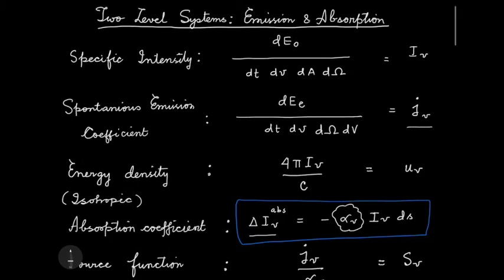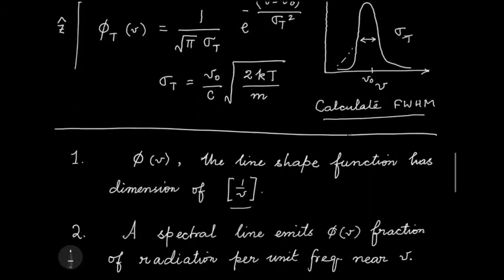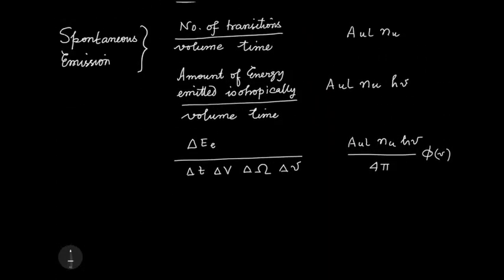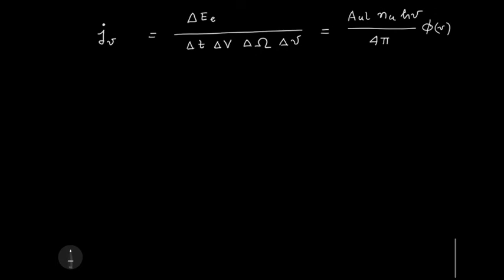Amount of energy emitted per unit time, per unit frequency range, per unit volume, per unit solid angle is nothing but the spontaneous emission coefficient. dt, d nu, d omega, and dv. So that is what I have here, dt, d nu, d omega, and dv. So this is nothing but the spontaneous emission coefficient. So now I know what is the spontaneous emission coefficient in terms of the atomic quantities.